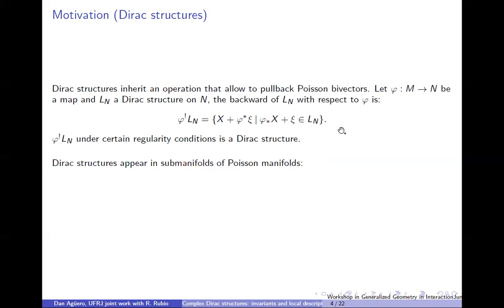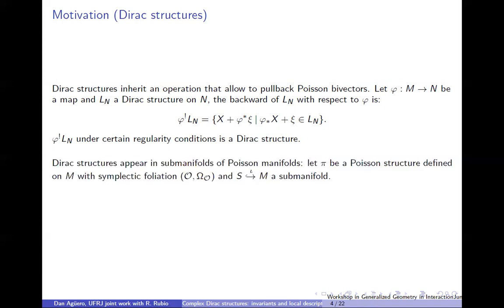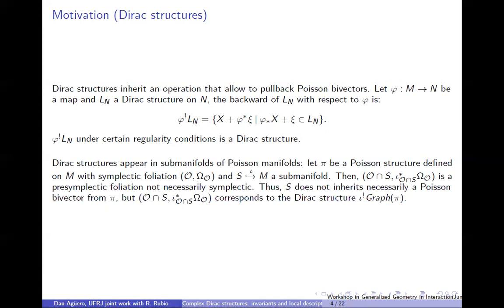So when we have a Poisson manifold and a submanifold of that Poisson manifold, when we restrict the symplectic foliation of this Poisson manifold to the submanifold, we have to restrict also the symplectic structure of the leaf. So we obtain this two-form that is not necessarily symplectic, because it could have a kernel. It could be degenerate. And what we really obtain is just the backward image of the graph of the Poisson bivector. This is the way we obtain a Dirac structure from a Poisson manifold on submanifolds.